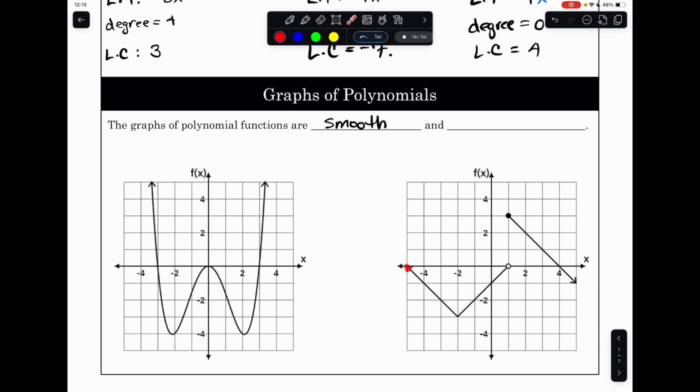Unlike this one. Notice this one goes down, but then goes up by making a sharp turn right there, like a V. That is not a smooth turn. This is not a smooth turn.